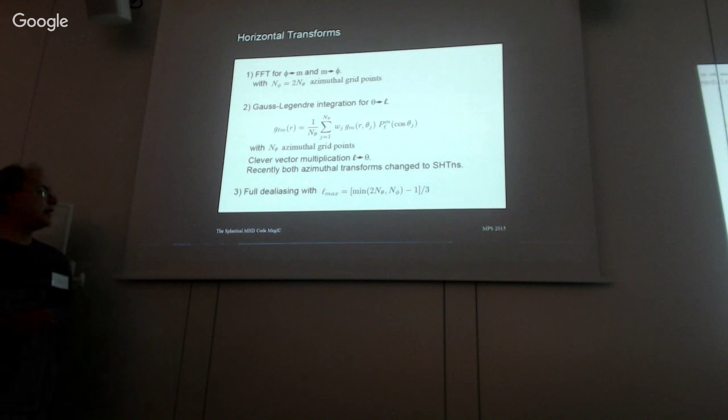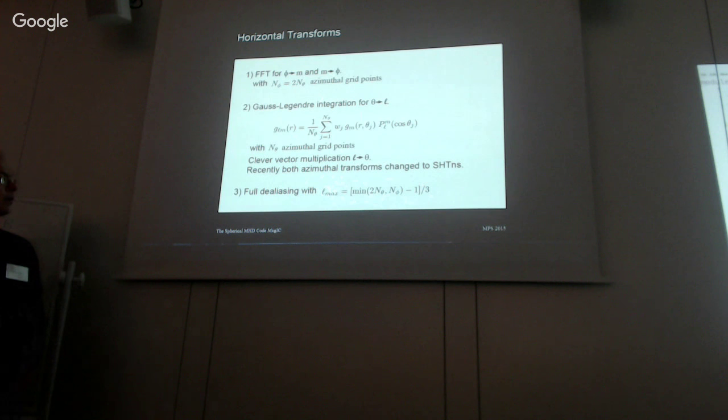Okay, so that's called de-aliasing. And for the spherical harmonics, there is a rule which is expressed here. The maximum degree and order that you use can be determined from the number of longitudinal grid points, which you divide by 3. This is called the triangular rule, and that's what's done in MagIC. So you're certain that when you run MagIC, it's fully de-aliased. You can show that analytically.